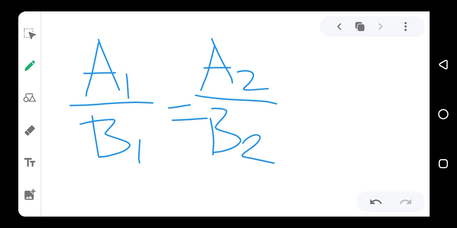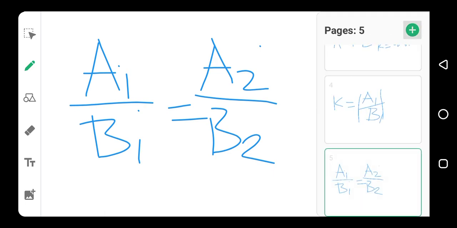So what this means is that if they give us A1 and they give us B1 and they give us A2 and they ask us to look for B2, what we do is that we just equate two of them like this, and then we do cross multiplication and we now get the one we are looking for. Now let's see an example.